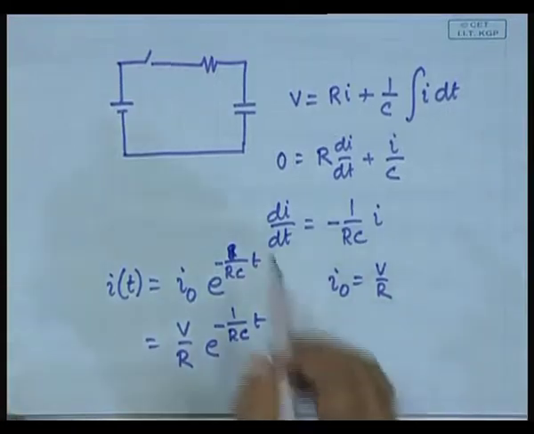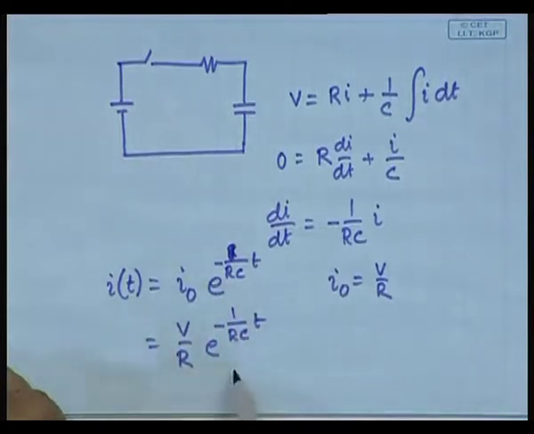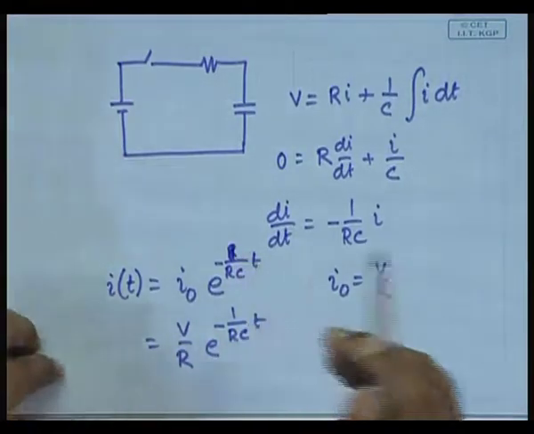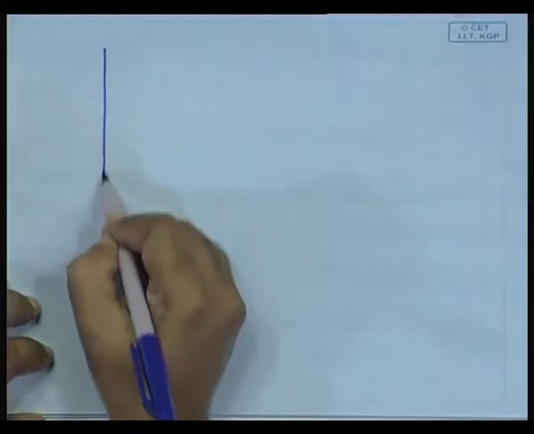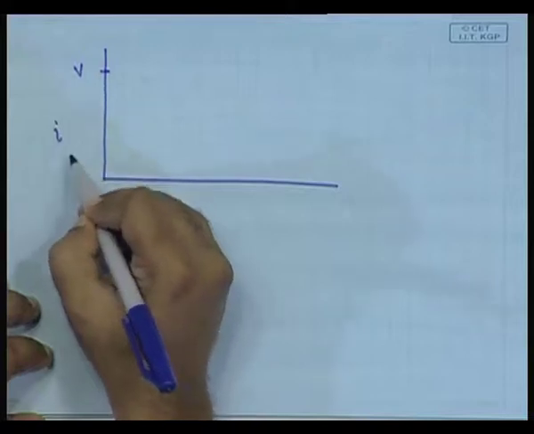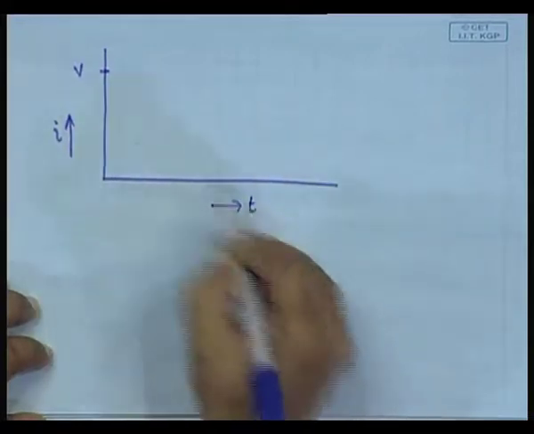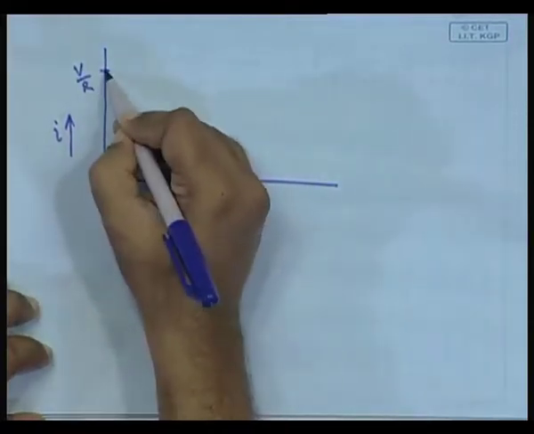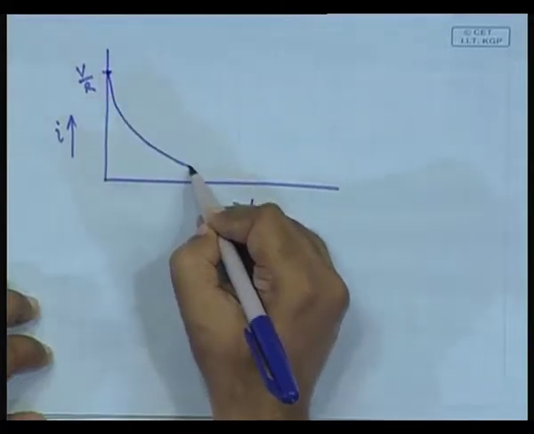In that case, what will be the waveform of this? Obviously, it will be starting from... So, this is I, this is time, this is V by R. So, exponential decay starting from V by R.